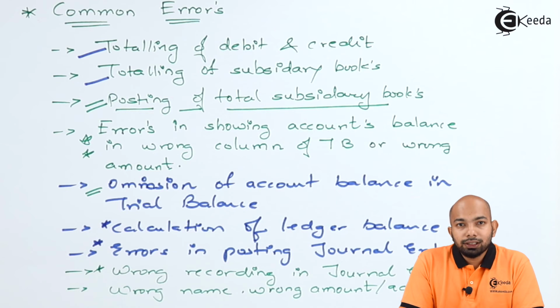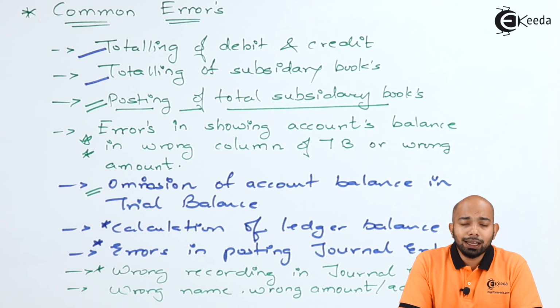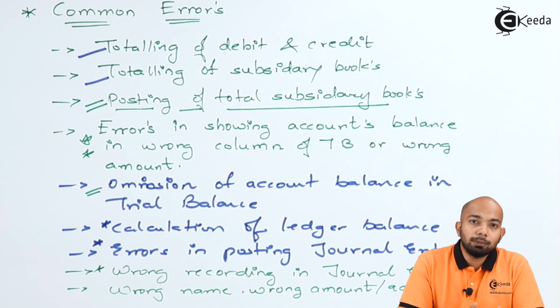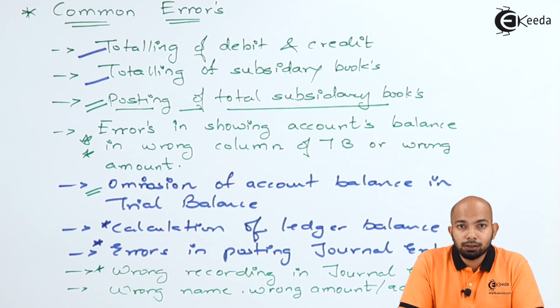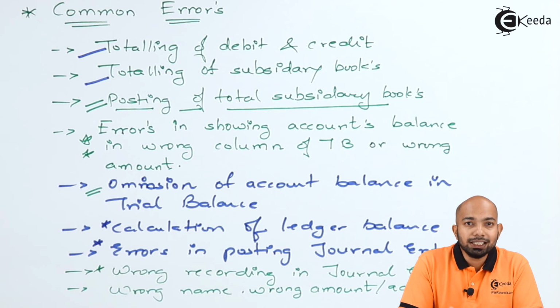Wrong recording in journal entries. When we spoke about wrong posting of journal entries, that meant the journal entries have been posted in the wrong account. However, when we talk about wrong journal entries itself, that means the transaction talks about sales, however, you have mentioned purchases. If the transaction is talking about sales, you have mentioned sales return. If the transaction is talking about expenses, you have mentioned a transaction of income.